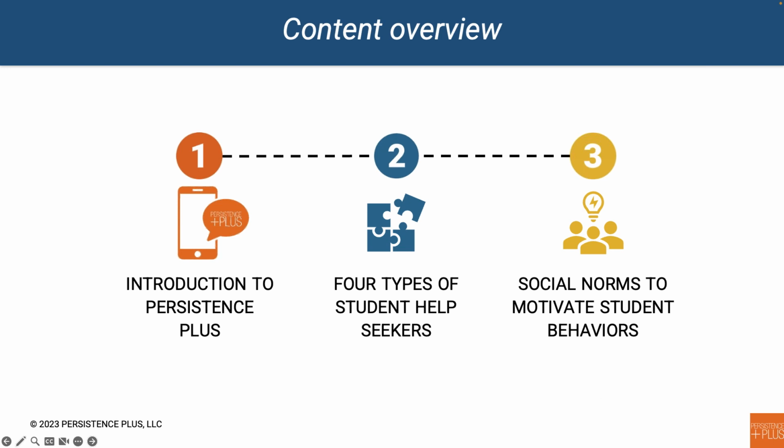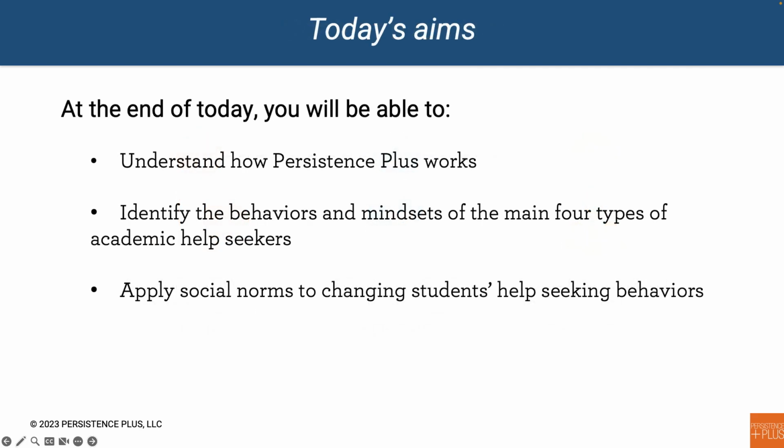I am the Senior Manager of Partner Success at Persistence Plus, and I'm going to be facilitating today's session with my colleague, Dr. Ross O'Hara, who is our Director of Behavioral Science and Education. So let's start with an overview of what we will be covering today. We're going to begin with a brief introduction to who we are at Persistence Plus and our model. We'll then jump into our lesson where Ross will identify the different types of help seekers and their characteristics. So great to see some questions come in about that. And we'll be wrapping up today's session by walking through how to leverage social norms to motivate student behavior.